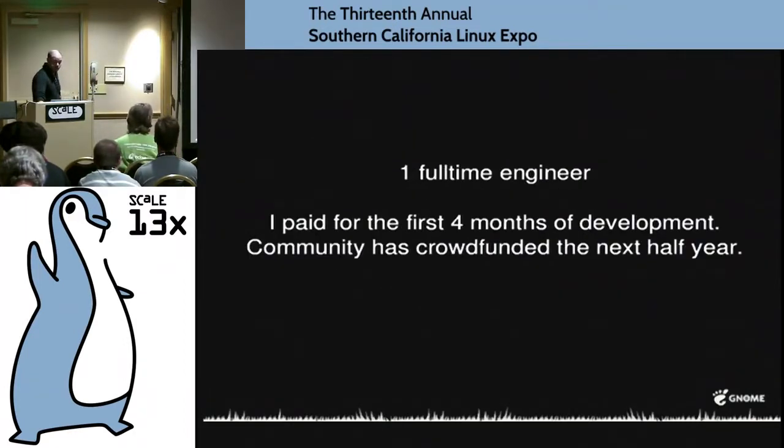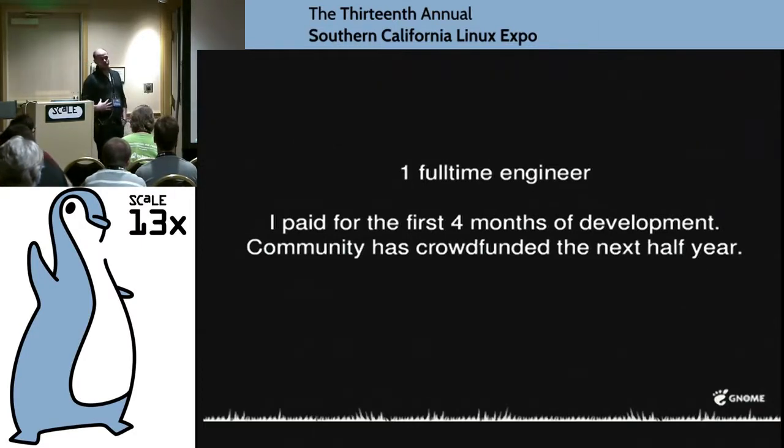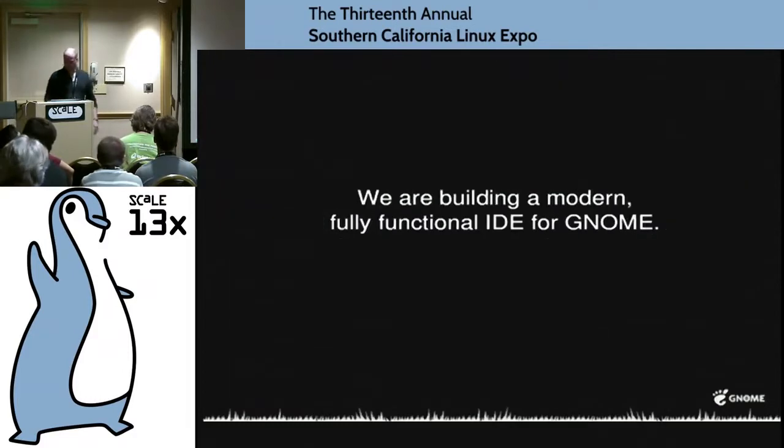And now I'm working full-time on this. As I said, I quit my job last September, and I paid for the first 4 months myself. That was so that I could build enough to give people an idea of what I'm building, so that you could contribute to help me build it for you. Then I did a crowdfunding in January, and we were able to raise enough money so that I can work presumably the next half year, possibly more, depending on what the IRS says. But together, we're building a new fully functional IDE for Gnome.